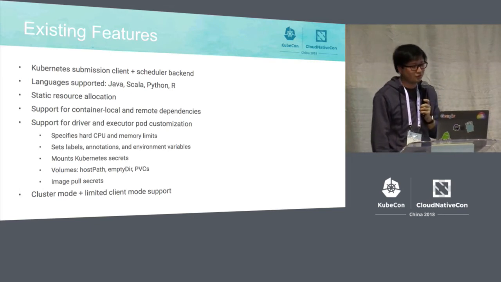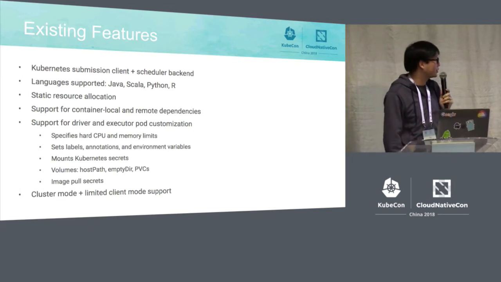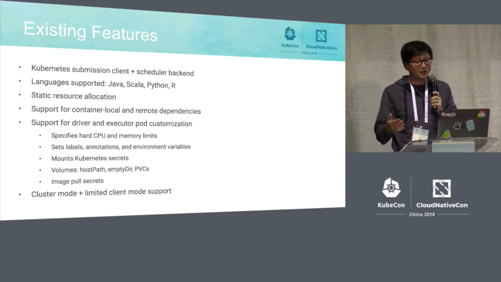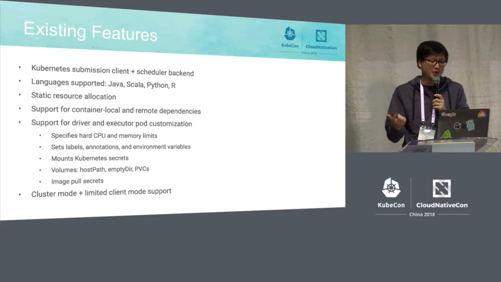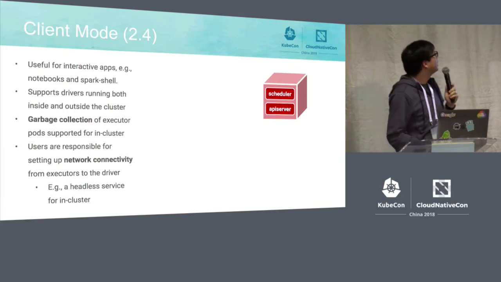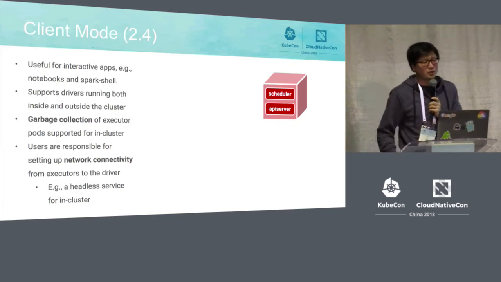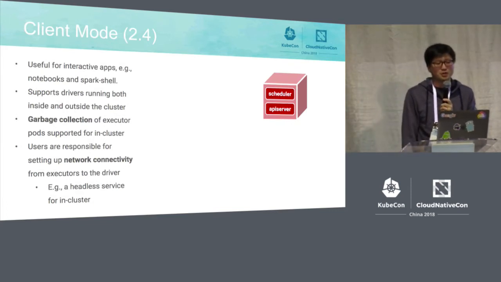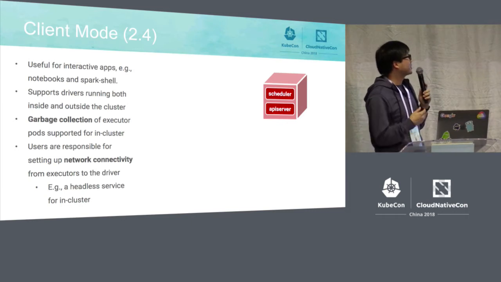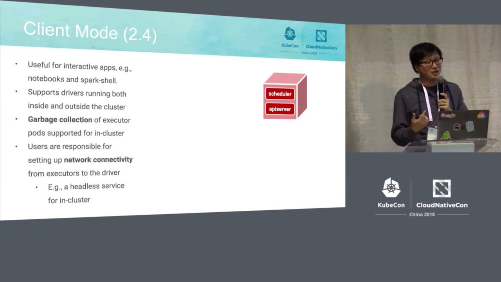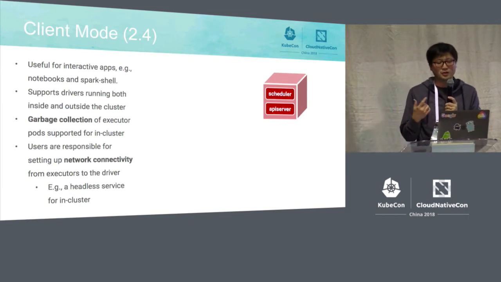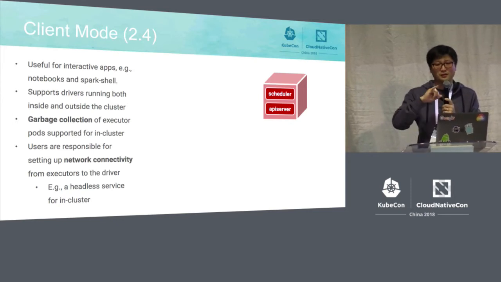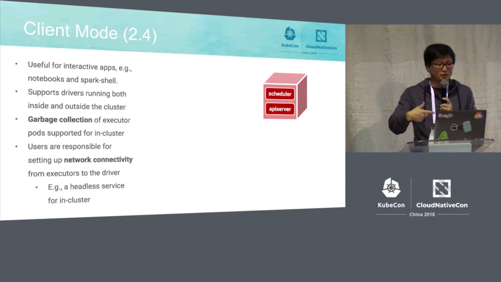It also comes with full cluster mode support and also limited client mode support. I will talk about what I mean by limited later. In Spark 2.4, we added the client mode support. This is one of the most requested features since the release of Spark 2.3. With this, you can run interactive applications like notebooks, like Jupyter or Zeppelin notebooks, or Spark Shell programs with the native Kubernetes integration.